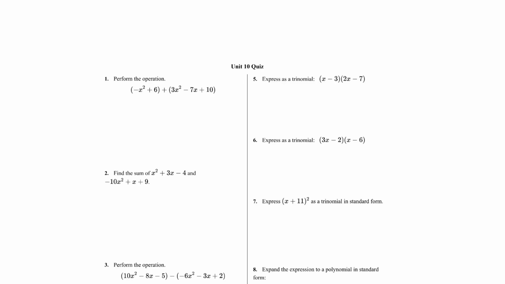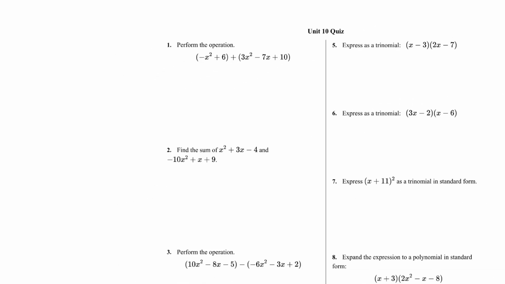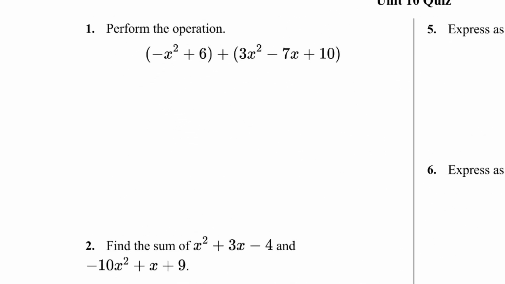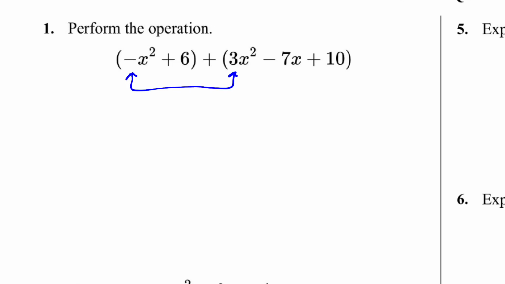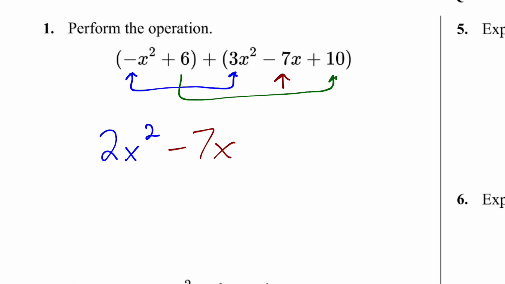Unit 10 was about operations with polynomials. The first quiz score was questions 1 through 4, adding and subtracting polynomials. Your x squared terms are combined, 3 minus 1. Your x terms, there's only one, you just write it. Your constant terms are combined, 6 plus 10. There's your answer. Written in standard form, we have the largest exponent first, then x, then the numbers.